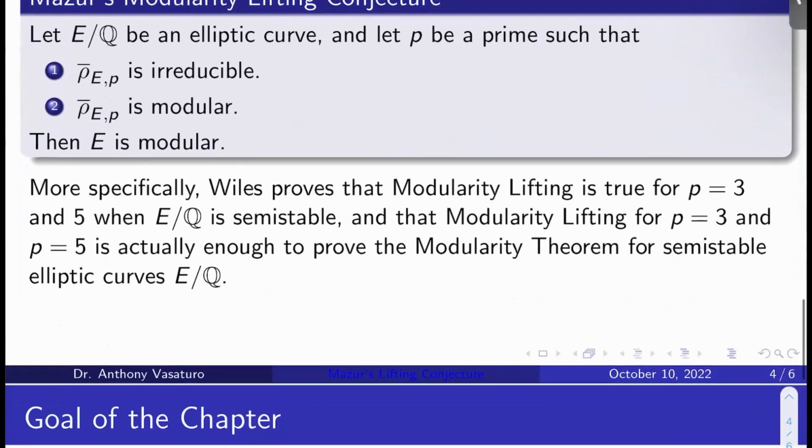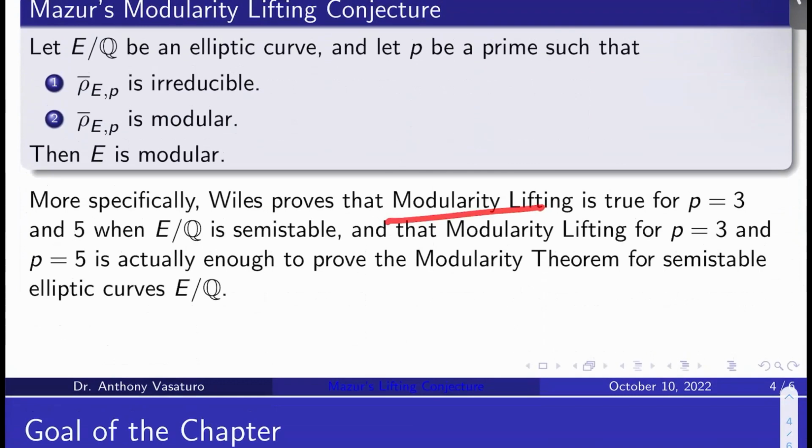Now, more specifically, what does Wiles do? He proves that modularity lifting is true for p equals 3 and 5, but only when E over Q is semi-stable, although it is true in general; that was proven later, in 2001, I believe. He also proves that modularity lifting for p equals 3 and p equals 5, which he gives us for semi-stable elliptic curves, is enough to prove the modularity theorem for semi-stable elliptic curves E over Q. So he does two things: he shows the lifting conjecture for p equals 3 and p equals 5 for semi-stable curves, and then he shows that that's enough to get you the modularity theorem overall for all semi-stable elliptic curves E over Q.